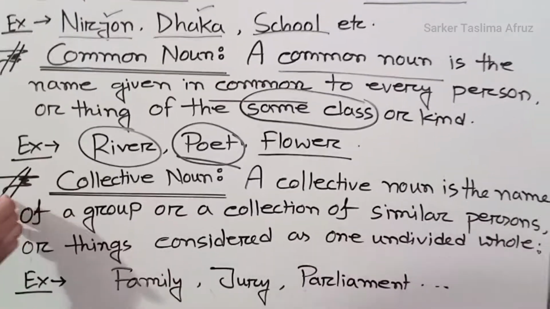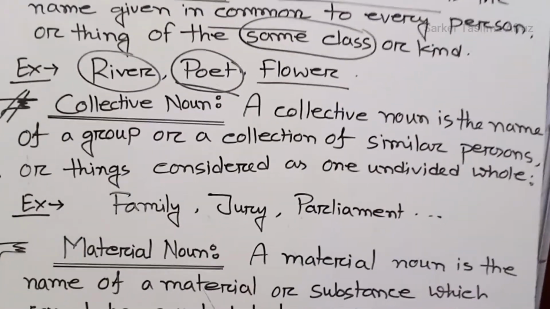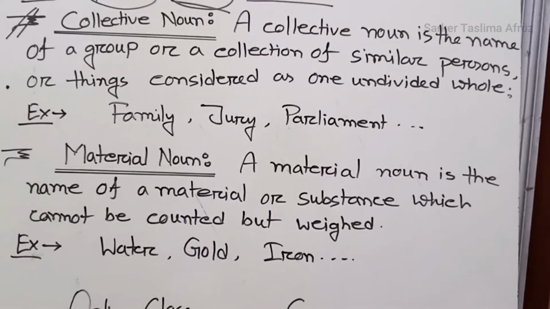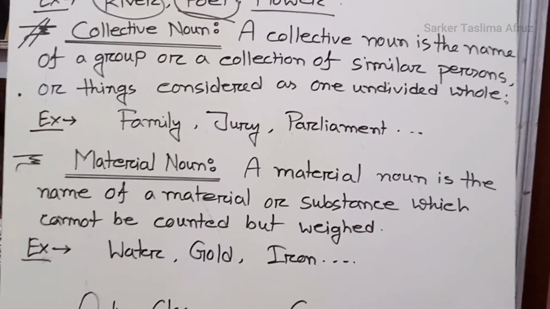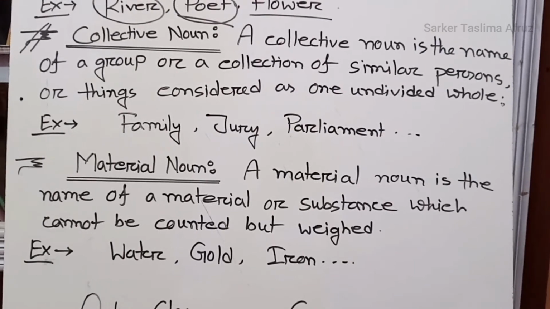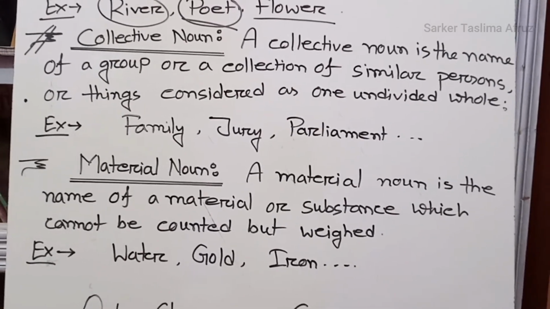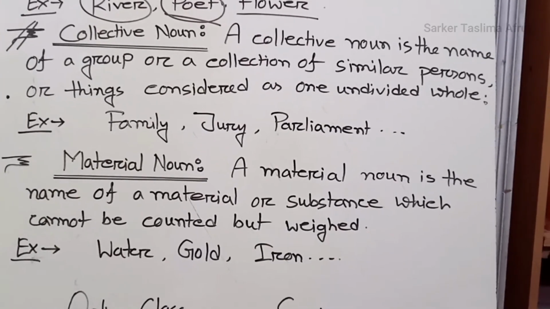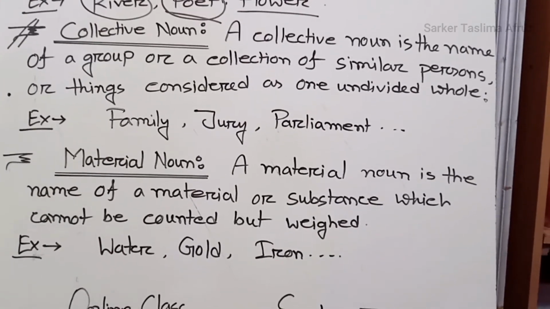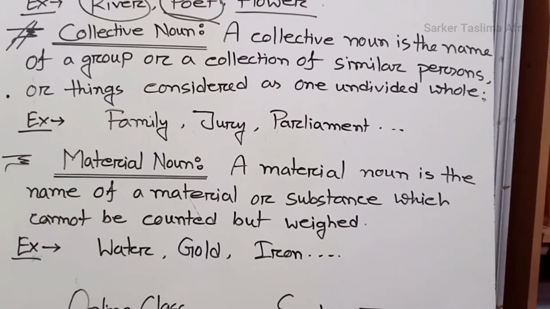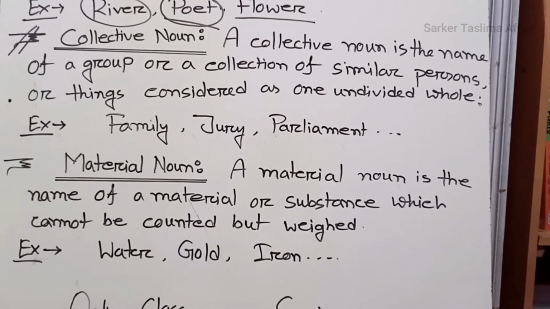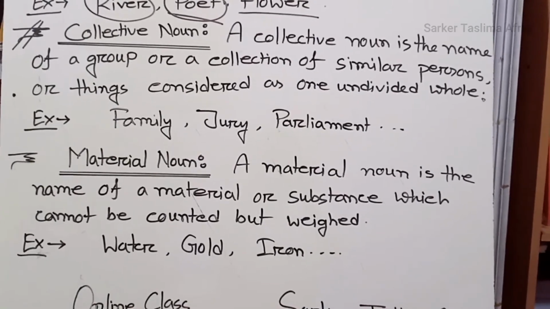Next comes collective noun. You can see collective noun has great importance like other nouns in English grammar. Usually a collective noun is the name of a collection or number or group of things or persons taken together and considered as one whole. One thing, collective nouns basically mean a group. Remember, it's a group basically.